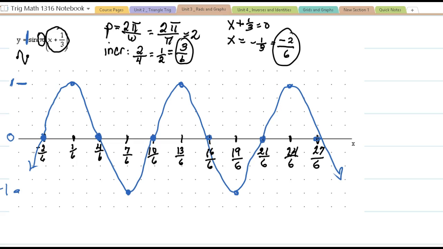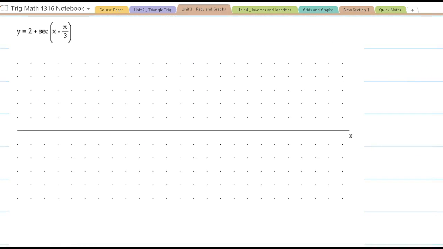So let's graph the next one. For this one, we're going to see that we're trying to graph the secant. So remember, secant is the same thing as the reciprocal of cosine. So what we're going to do is think about y is equal to 2 plus cosine of x minus pi over 3.